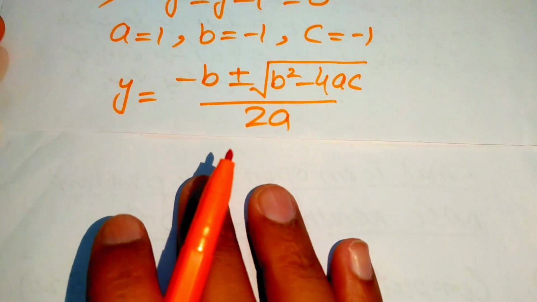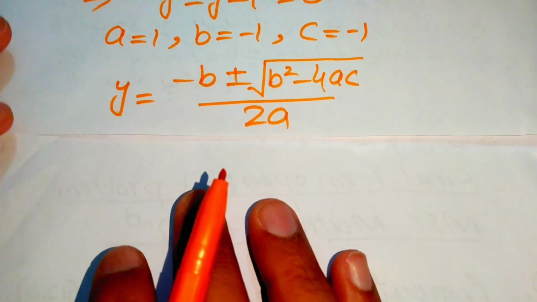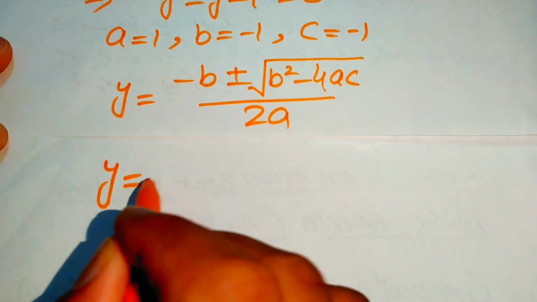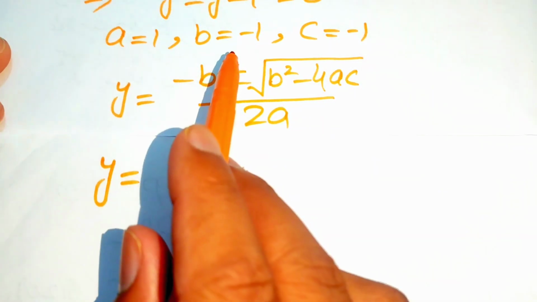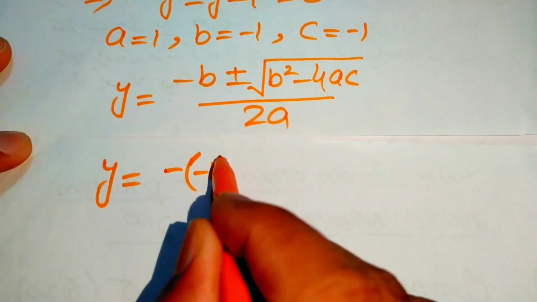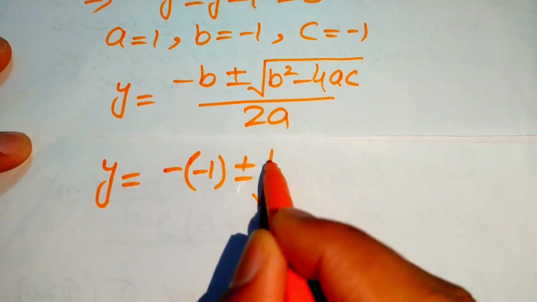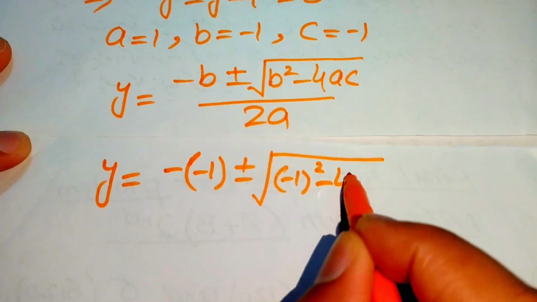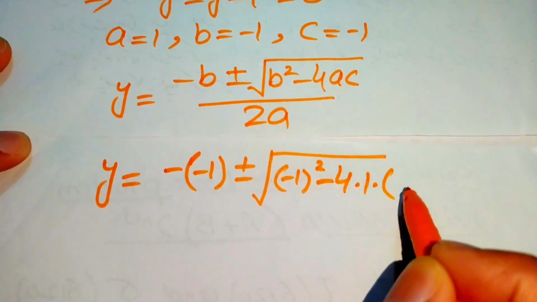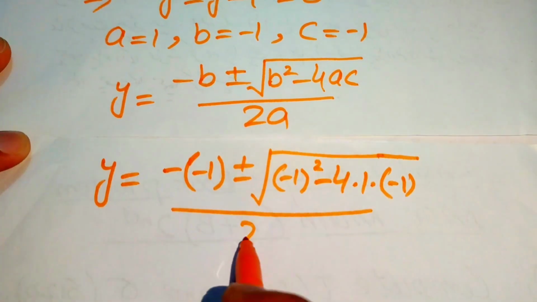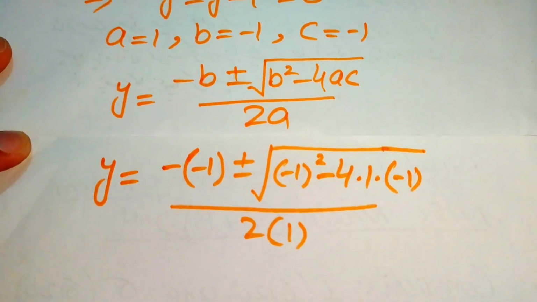And now in the next step we need to substitute the values of these coefficients here, and we write it as y equals minus b, and the value of b is minus 1, so it will be written as minus times of minus 1 plus minus square root of minus 1 square minus 4 times of a is 1 and c is minus 1, and this whole divided by 2 times of a.